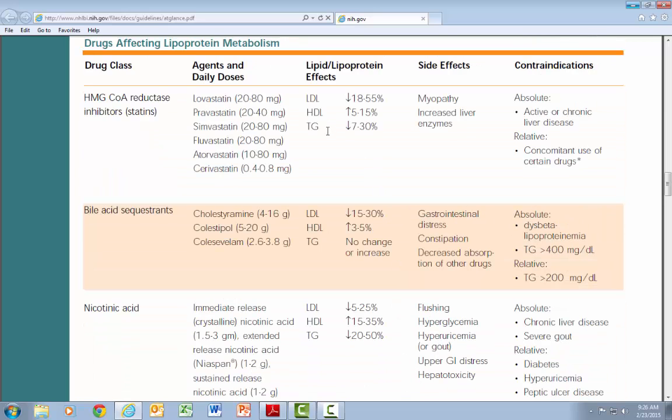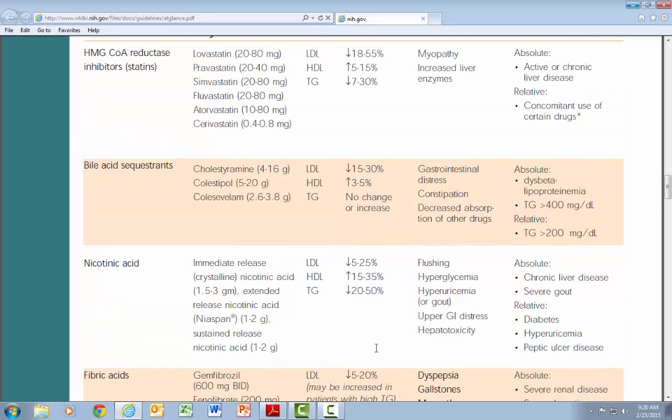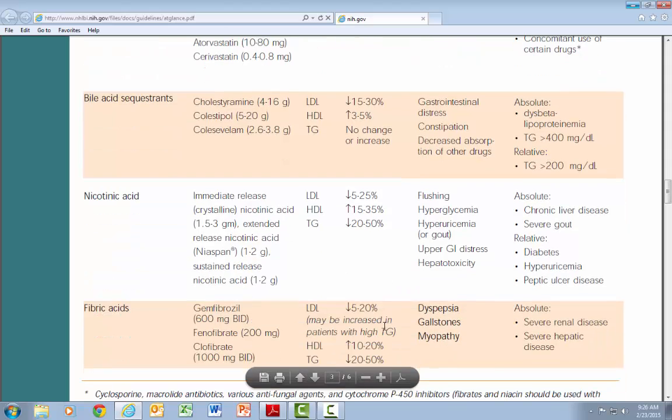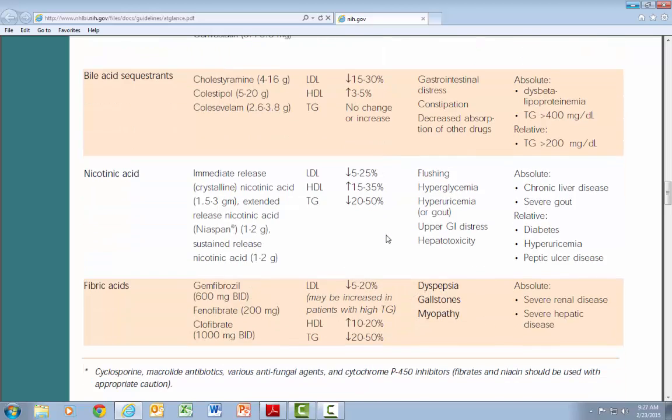Now let's discuss triglycerides. If you look at the percentage of decrease of triglycerides, statins only reduce triglycerides by 30%, compared to nothing for bile acid sequestrants, compared to 50%, very good, for nicotinic acid, and 50% for fibric acid. So again, for triglyceride reduction, you would be choosing nicotinic acid and fibric acid. Third line of treatment will be bile acid sequestrants.